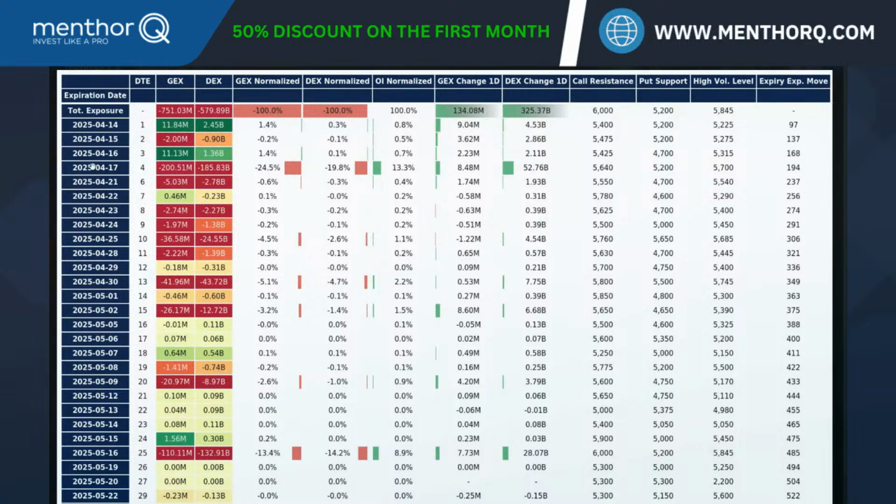Okay. So we can see here on the 17th, there was 200 million expiring, and this represents one fourth of the total amount. So a fairly significant amount was expiring on this particular day. And we can see that the range, based on the data, is 5640 to 5200. And the high volume level was even above that.